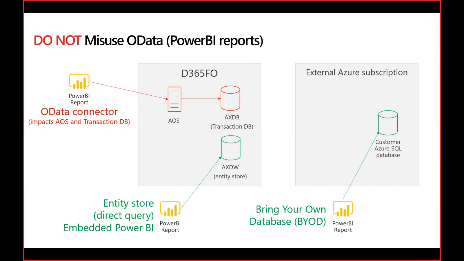This is a visualization about my comment, which I just mentioned about the OData connector for Power BI reports, which hits directly the AOS and then also the AXDB, the transactional DB, which could lead for larger volumes of data to performance issues. So instead we recommend to use the entity store and then the embedded Power BI, and then just do a direct query on this database. Alternatively, you could also use the BYOD solution and run your Power BI reporting from this other DB in your own external Azure subscription.